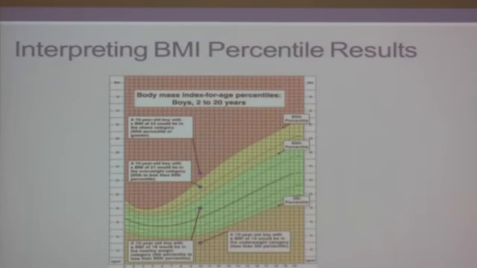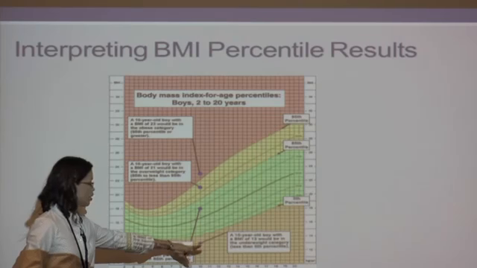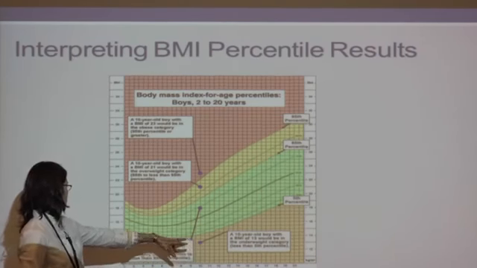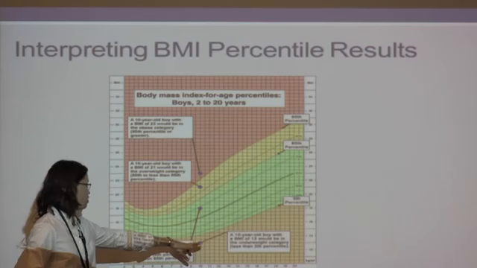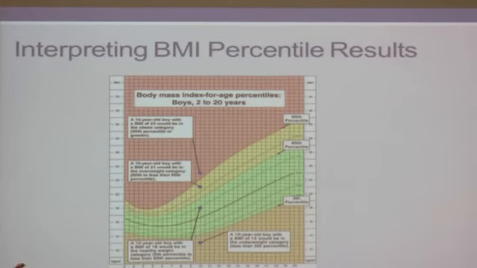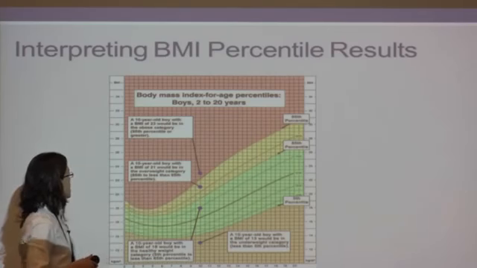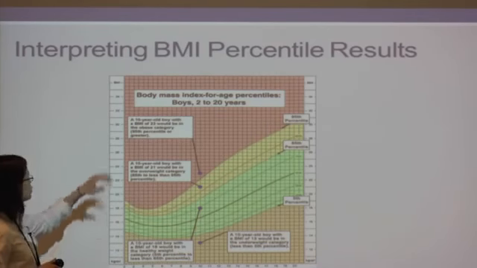So for example, if you can see this chart, this is kind of the same growth curve for boys looking at body mass index percentiles. So you can see that a 10-year-old boy is going to be underweight if they have a body mass index of around 13. And conversely, if they're above the 85th percentile, so above a body mass index of about 20, they're going to be overweight.